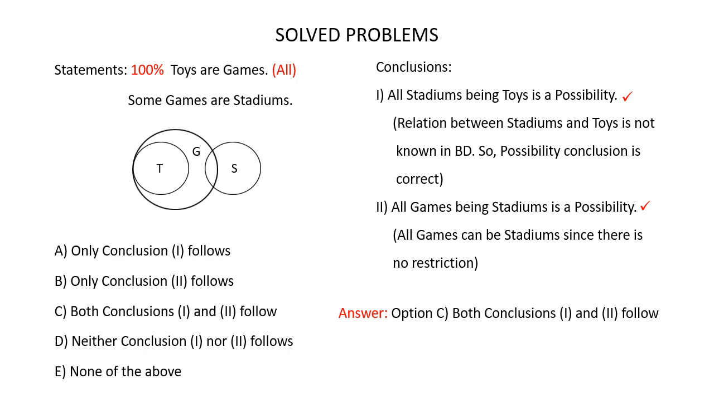But there is a possibility for all games to be stadiums because there is no restriction between games and stadiums. Because there is no restriction, all games can be stadiums. So the conclusion all games being stadiums is a possibility is correct. Conclusion 2 follows. Now as you can see here, conclusion 1 follows, conclusion 2 follows. So the correct answer is option C. Both conclusions 1 and 2 follow.